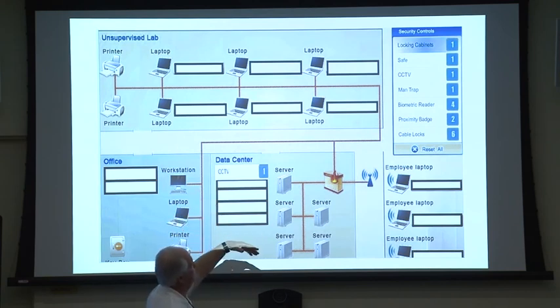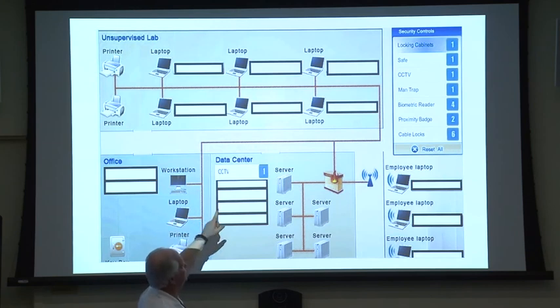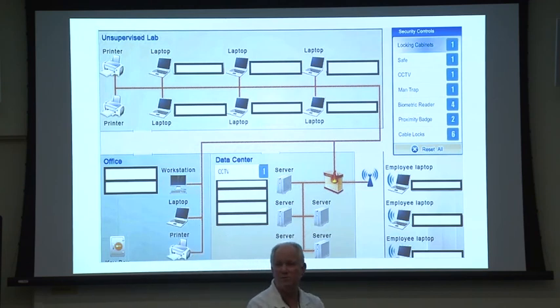So if we go up here, let's see. We have a proximity badge here. We have 1 leftover biometric reader. Does that go here? How about my man trap? My closed circuit TV? Locking cabinets. We're done. See how easy that was? Just takes a little logic.